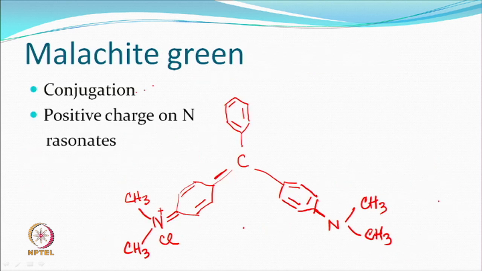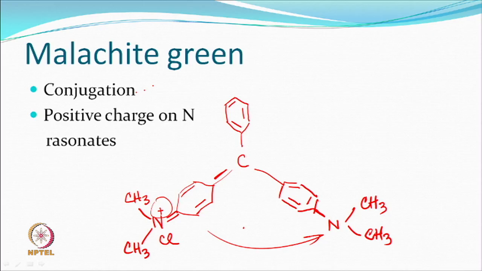A malachite green, for example, can have this nitrogen, the plus charge here, which in another resonating structure can go there also. And so, if it is possible to have conjugation, if it is possible to have resonance, then you will have a more stable structure which will give color. All right. So, it is a simple triphenyl methane structure.